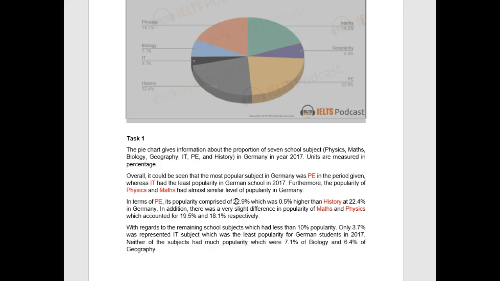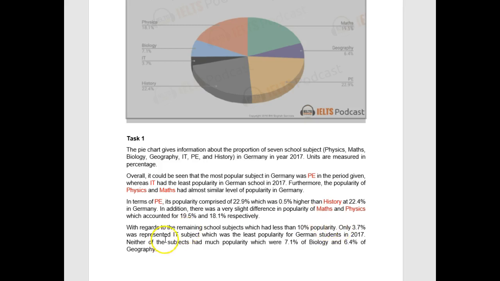Okay, so of the 7 so far, you've talked about 4 of them. Let's see, is that right? 1, 2, 3, 4. Yes. With regards to the remaining school subjects, which had less than 10% popularity, comma here, because that's not a full sentence, only 3.7, that's inaccurate.